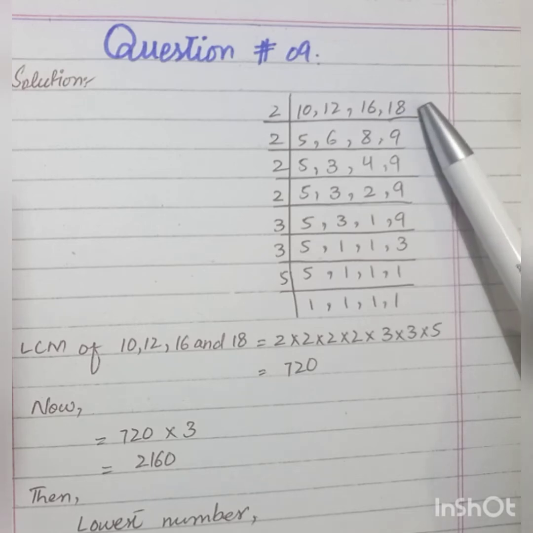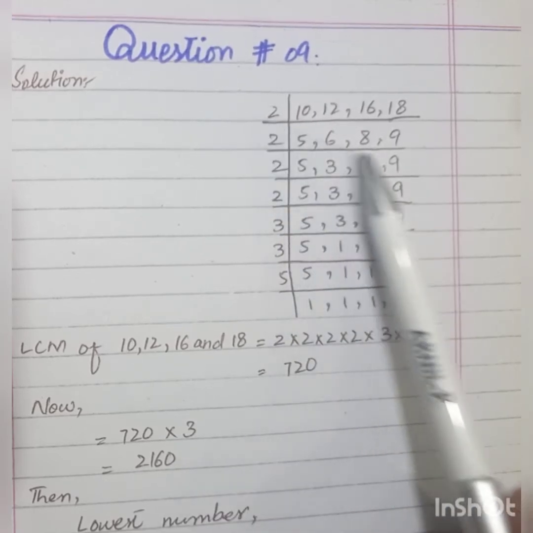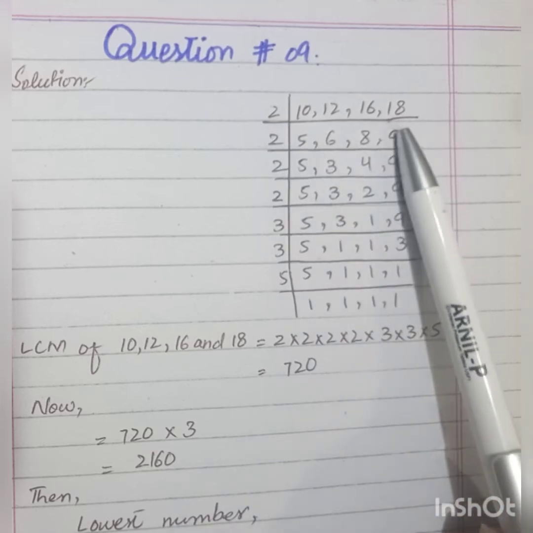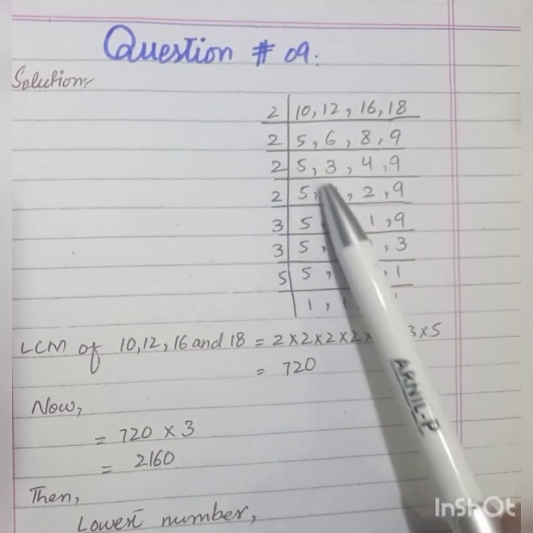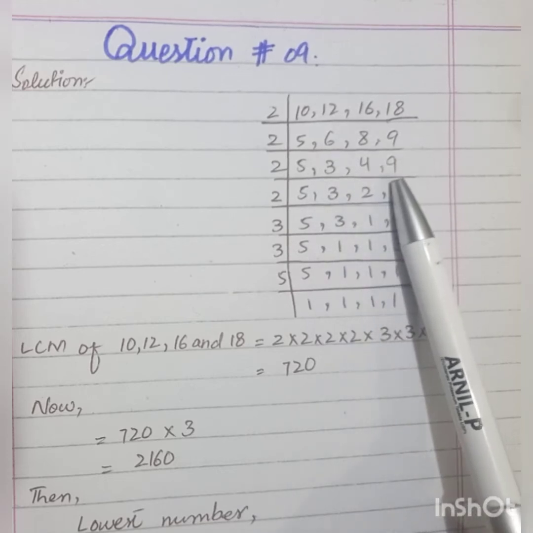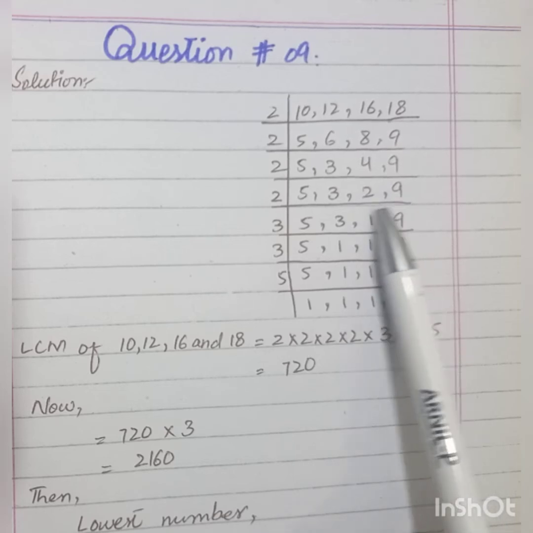First of all, we will find the LCM of the given numbers 10, 12, 16 and 18. So let's find the LCM. 2 5s are 10 and 2 6s are 12, 2 8s are 16 and 2 9s are 18. Now this number can be divided by 2. 5 as it is, 2 3s are 6, 2 4s are 8 and 9 as it is. Now again 5 as it is, 3 as it is and 2 2s are 4, 9 as it is.